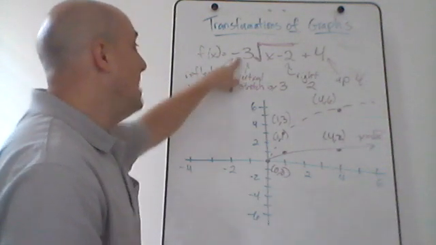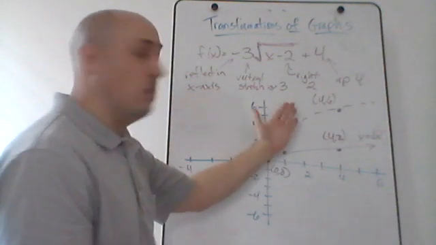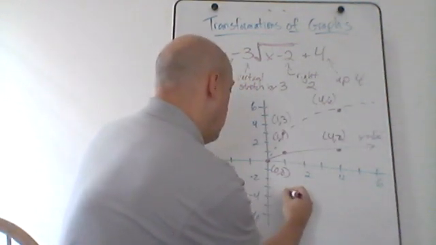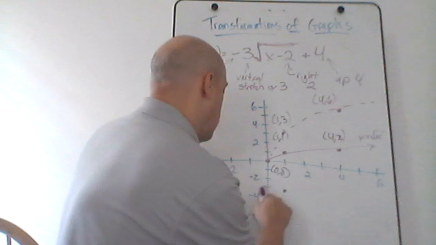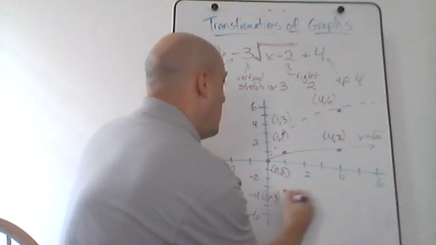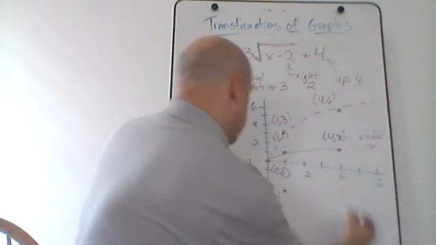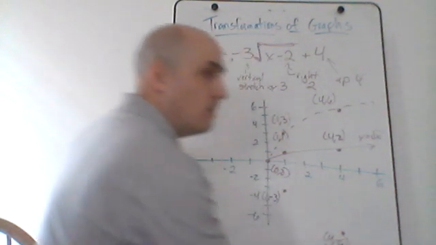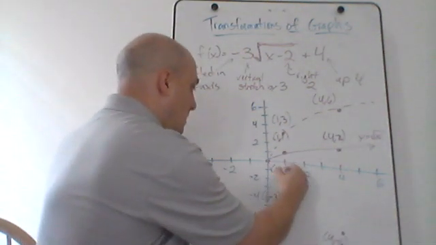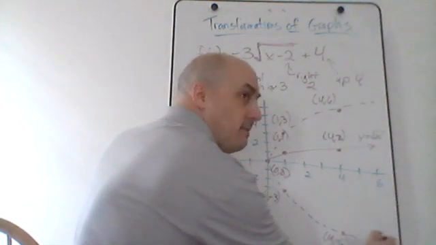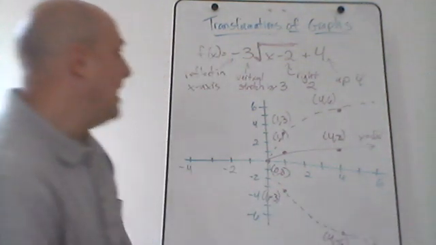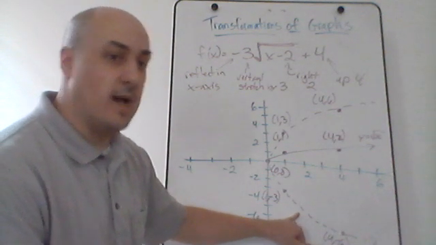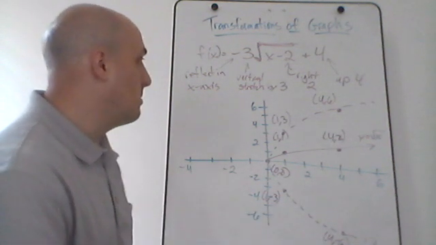But then the negative of that means taking all those y coordinates and making them negative. So instead of 1, 3, it's going to come down here to 1, negative 3. And instead of 4, 6, it's going to come down here to 4, negative 6. So that's my graph of negative 3 times the square root of x. It will be this graph I did, this dotted line down here. So that's negative 3 times the square root of x.